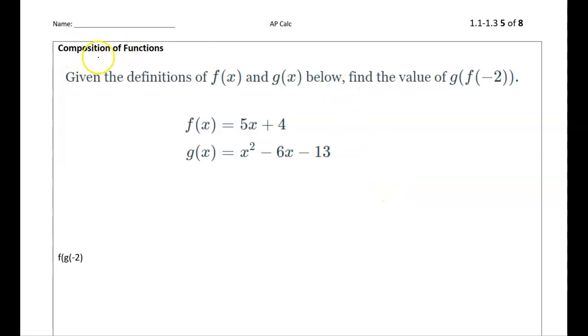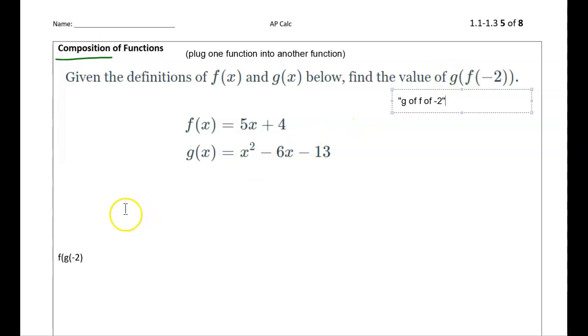Okay, so here we're on the idea of compositions of functions. Composition, what this really means is we're plugging one function into another function. The way we read this is g of f of negative 2. And we evaluate exactly how you might think. We plug negative 2 into f, and then whatever we get, we plug into g.